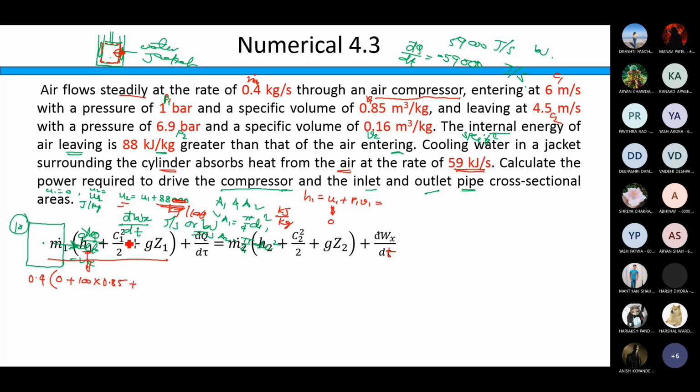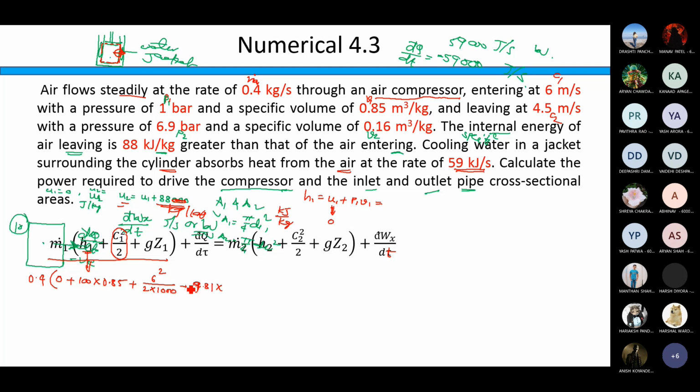Now plus. I need this term in kilojoule per second, so for doing that I must divide this by 1000. I will write it accordingly. C1 is 6 meter per second. So I will write 6 square divided by 2 into 1000. Why do I multiply by 1000 here? Because we want this term in kilo. That's why. Plus, now Z. What is the value of g? It is 9.81 multiplied by the elevation.